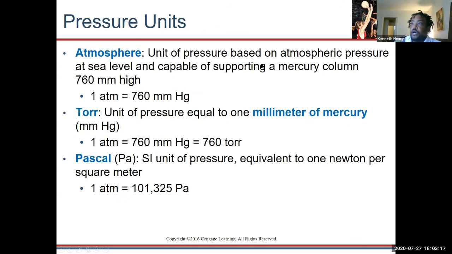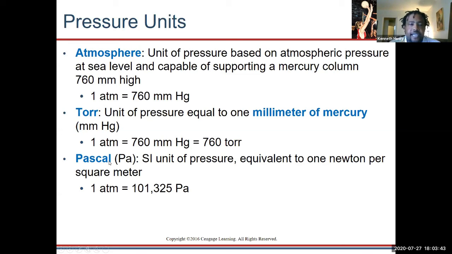Okay, so I talked to you about atmospheric pressure. So we know that 1 atmosphere is equal to 760 millimeters of mercury, mm Hg. A torr is equal to 1 millimeter of mercury, which means that 1 atmosphere is equal to 760 torr.